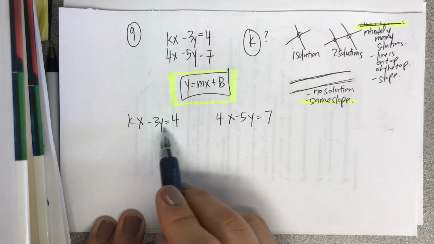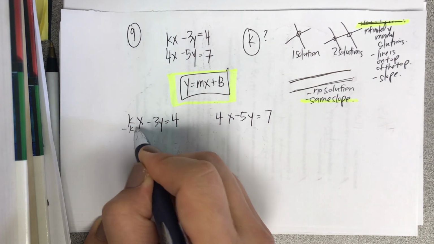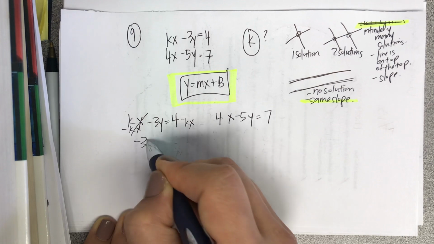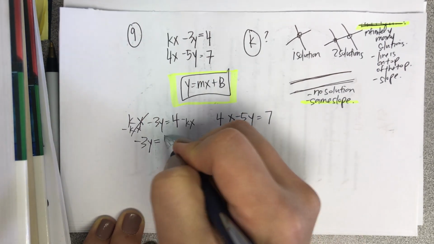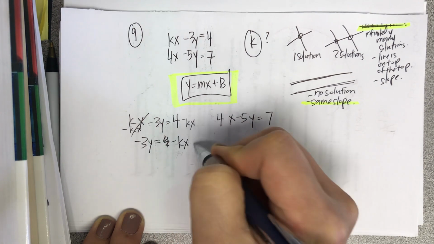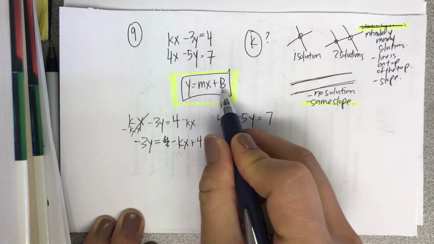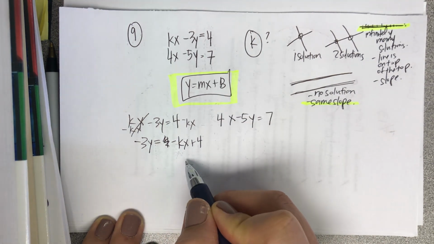So if I want the y to stay on this side of the equal sign, I'm going to leave that here, but I'm going to subtract out the kx. That's going to cross out. Negative 3y equals, and actually, I'm going to go negative kx plus 4, just so I could keep it in the same format. I don't want to put the mx after the b. I'm going to keep it in this exact format. Does everybody see what I just did there?